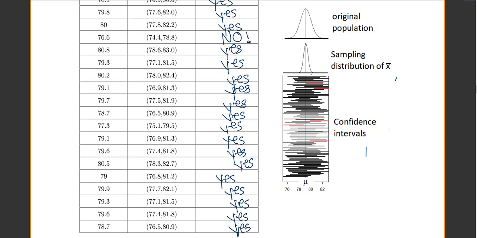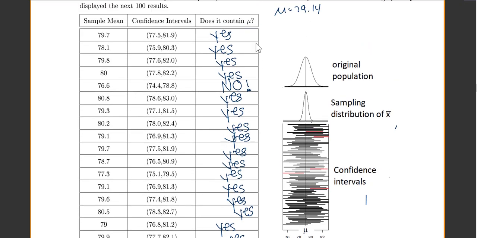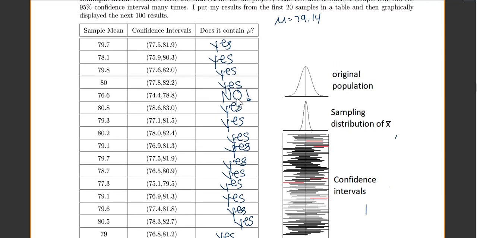So out of 20 confidence intervals, 19 of them contain my population mean mu, and only one did not. So out of 20, 19 contained mu. And guess what? That 19 out of 20 is 95%, and we did a 95% confidence interval. So that's what a 95% confidence interval means.